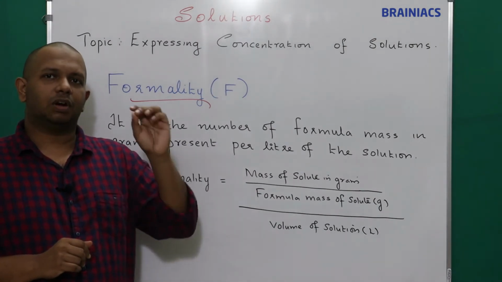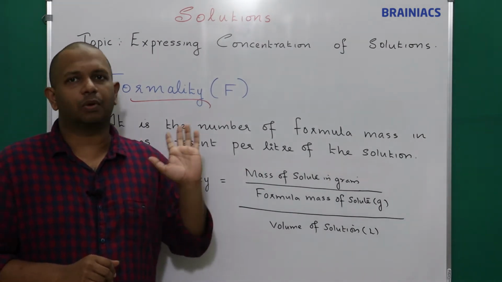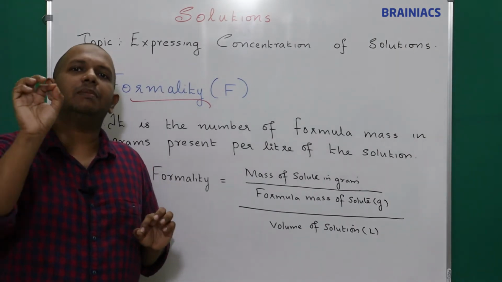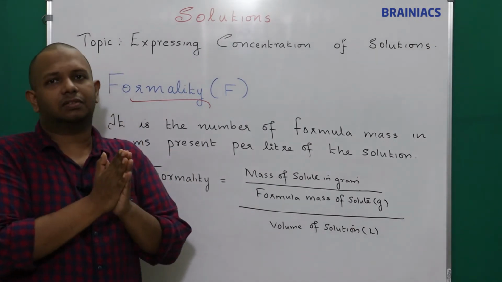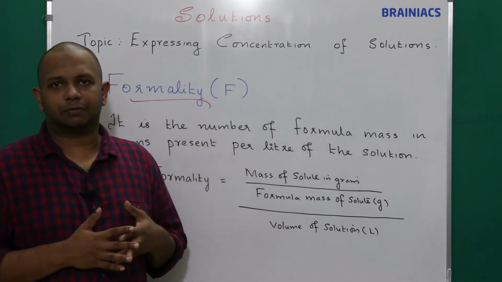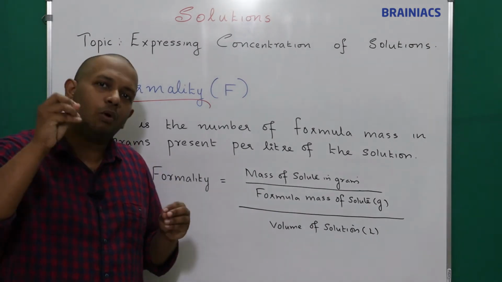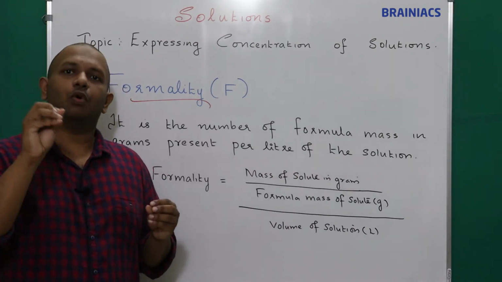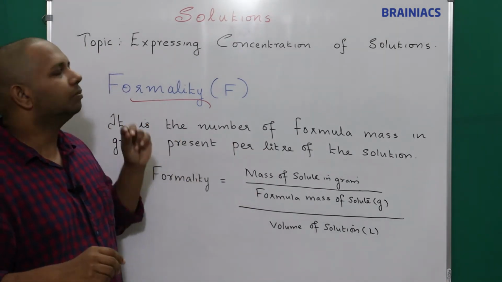The only difference is, what is molarity? The number of moles divided by volume of the solution in liters. Hope you remember. In that, number of moles is defined as weight in gram of the solute divided by molecular mass of the solute. Now this molecular mass is a common term. If the solute is ionic in nature, for example sodium chloride, KCl, something like that, in that case instead of molecular mass we use the term formula mass. In that case, instead of molarity we use the term formality.